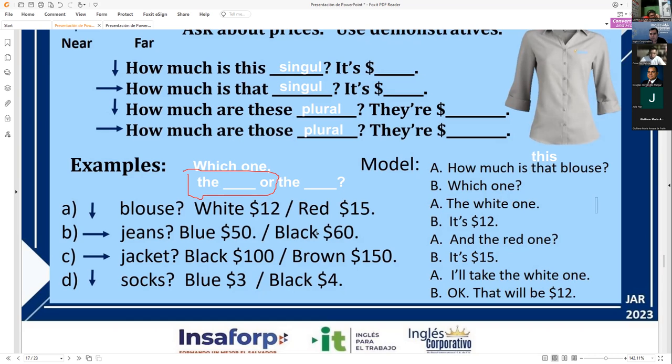Then let's continue. We have a letter C, jacket. What do we say in the jacket, with the jacket? How much is that jacket? How much is that jacket, exactly. Which one? The black one. It's $100. Okay. And the brown one?